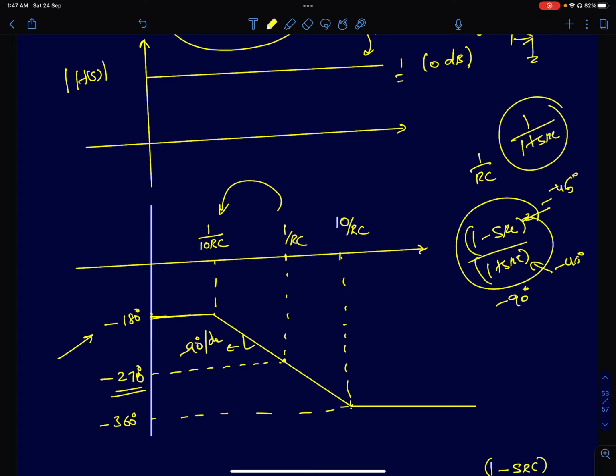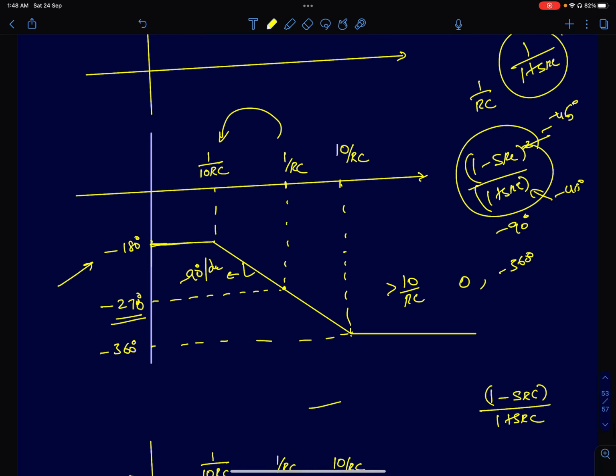So for any frequency greater than 10 by RC, you can assume the phase shift is 0 degrees or minus 360. So if you apply an input phasor, let's assume I'm drawing a phasor diagram, phase is 0, it will be shifted by 360 degrees at any frequency greater than 10 by RC. At frequencies less than 1 by 10 RC, that's DC or low frequencies, it's going to be a phase shift of just minus 1. The DC shift will be just minus 1. Okay, so keep these points in mind. We'll use this to analyze our circuit.